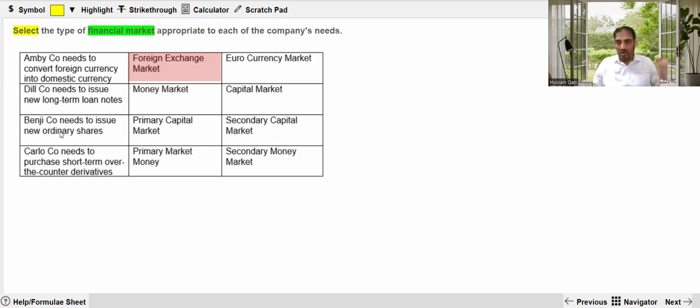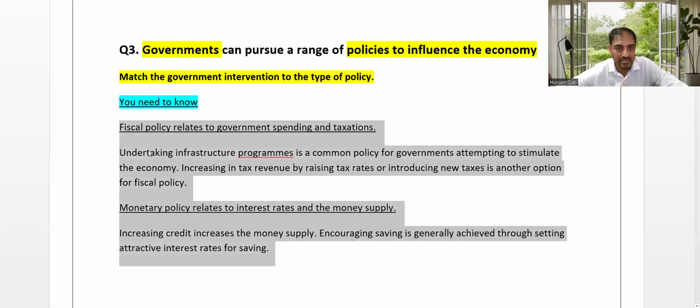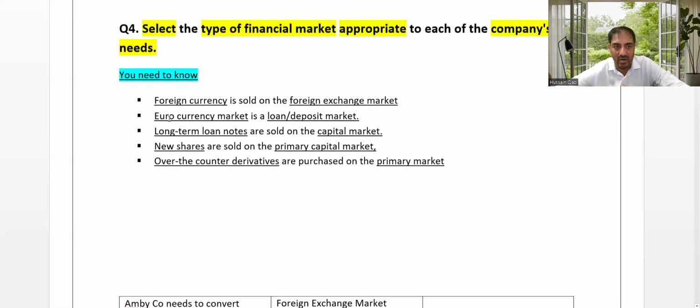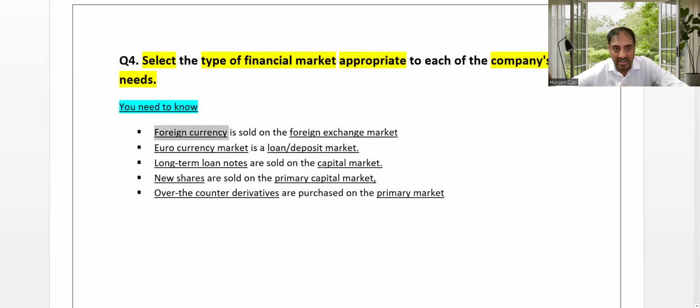So the primary market is a market available for share issuance, loan note issuance, and even OTC derivatives. Carlo needs to purchase a short-term OTC derivative, primary market. That's from the bank. Bank also called the primary market. So first of all, I must say you need to be aware of these points. What is the foreign, where is the foreign currency sold?